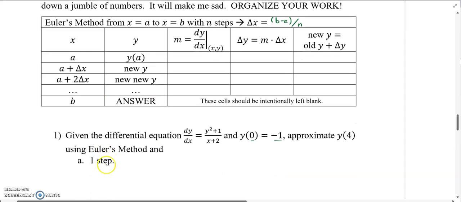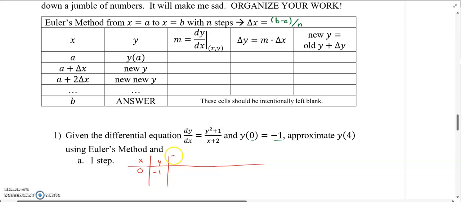If we're going to take Euler's method with one step, we generally won't see that question, because that's just saying use a tangent line to approximate. It's just one step, so we've already done that. But I'll go ahead and warm up with this. We'll have our x value of 0 and our corresponding y value of negative 1.